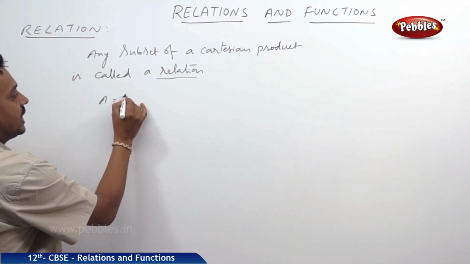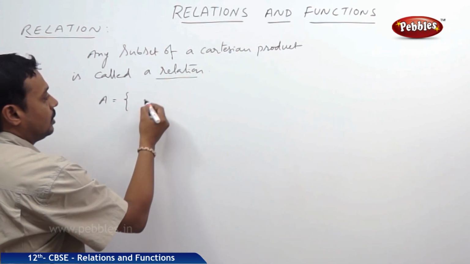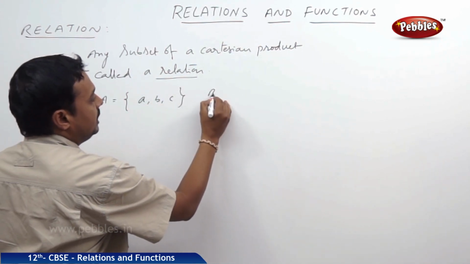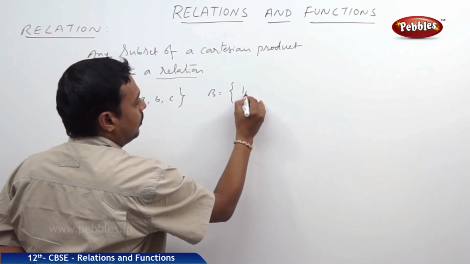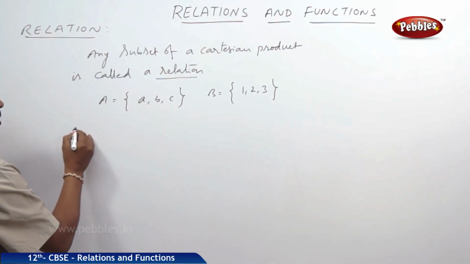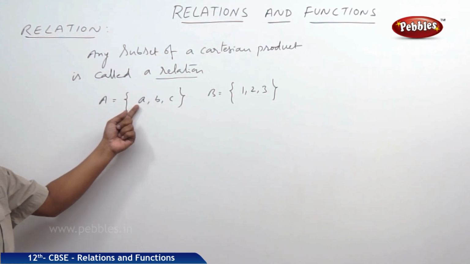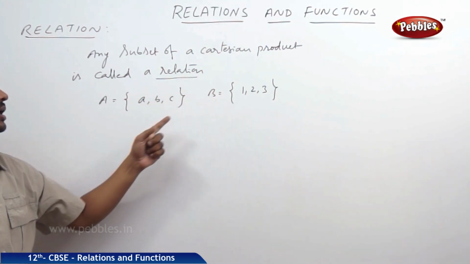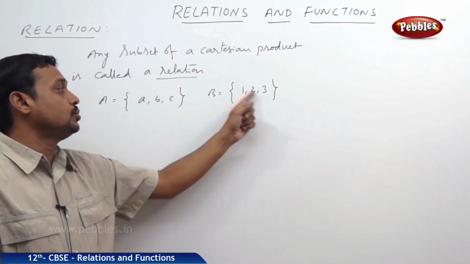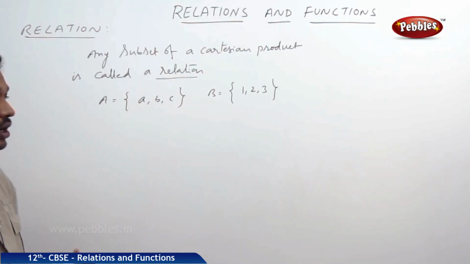Suppose, let us take two non-empty sets A and B. A is equal to {a, b, c}, and B is another non-empty set {1, 2, 3}. Now, we have the possible ordered pairs from A to B, known as the Cartesian product: (a,1), (a,2), (a,3), (b,1), (b,2), (b,3) and (c,1), (c,2), (c,3). These are the possible ordered pairs defined from A to B, known as a Cartesian product, which you already know.